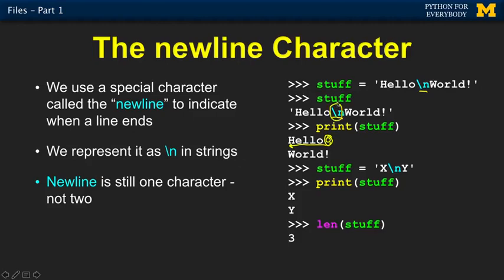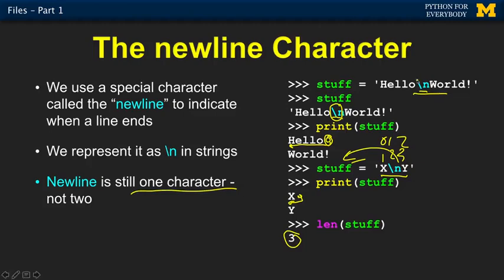The newline is not two characters. We represent it as two characters in a string, but inside Python, it's really just a single character. So if we say x newline y, and we store that in stuff, we print it and it shows this. But if we ask how many characters are in it, it says there are 3 characters, because that's character 1, 2, and 3. Actually, it's 0, 1, and 2, but whatever. That's 3 characters. It's not 4 characters. So the newline is 1 character, not 2, but when we're typing into Python, we represent it as \n.